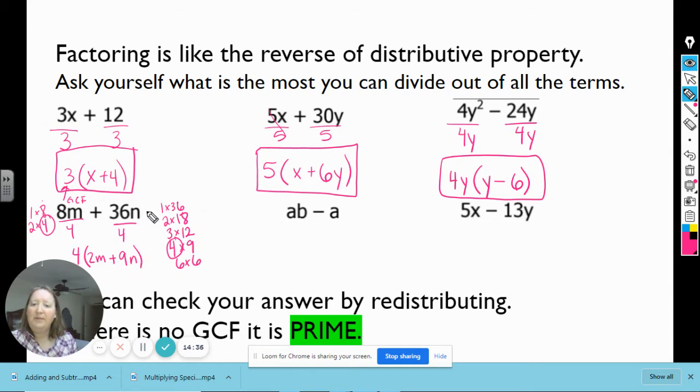Now, you might be sitting there going, yeah, Miss Kenyon, you're going real fast through all those factors, but I don't know my multiplication tables that well, and I'm a little embarrassed about it. How can I get around that? Okay, student, here's what you can do.